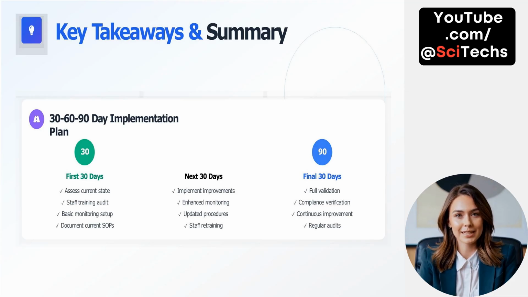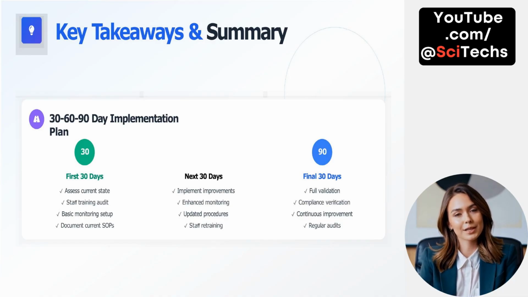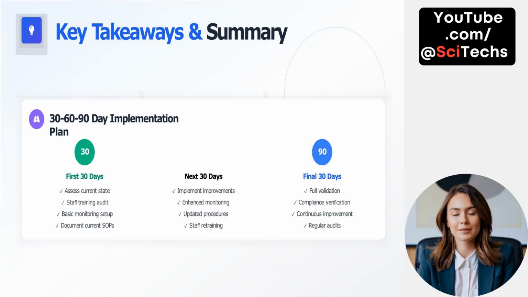In the next 30 days, attention shifts to action. Improvements identified earlier are implemented. Monitoring is enhanced for greater visibility. Procedures are updated to reflect best practices, and staff undergo retraining to ensure alignment with new standards. This phase builds operational strength and reinforces behavioral change.